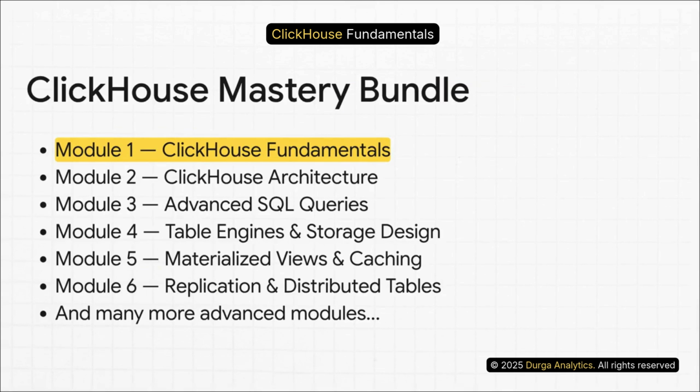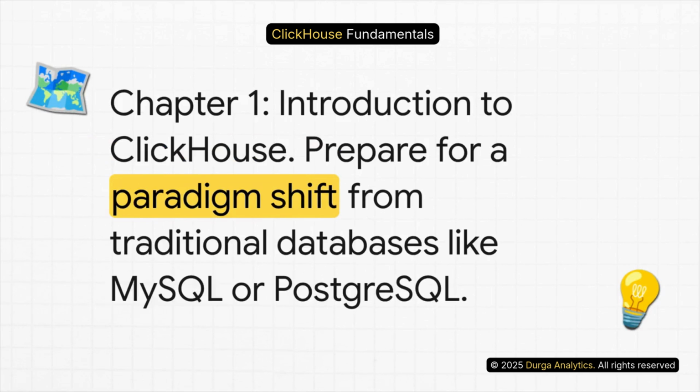And this isn't just a one-off. This is a massive, cumulative curriculum, 340 chapters in total, designed to take you from wherever you are right now all the way to expert level. We're going to cover absolutely everything. Deep architecture, advanced SQL, all the way to production integrations with tools like Kafka and S3. But you know, every great journey has to start with that first step. And for us, that journey begins right here in Module 1, ClickHouse Fundamentals. And that brings us to our focus for today, Chapter 1, our official introduction to ClickHouse.